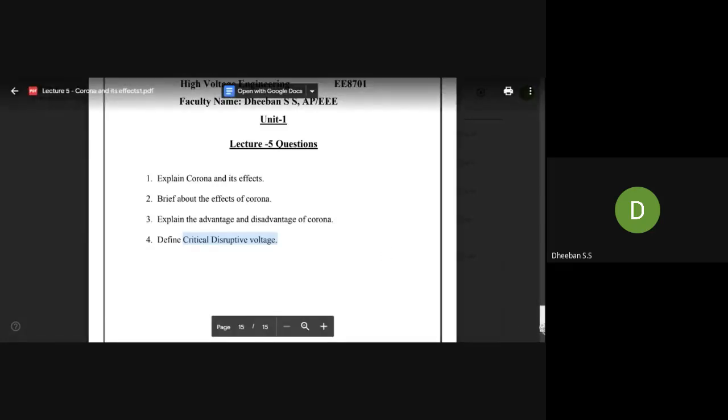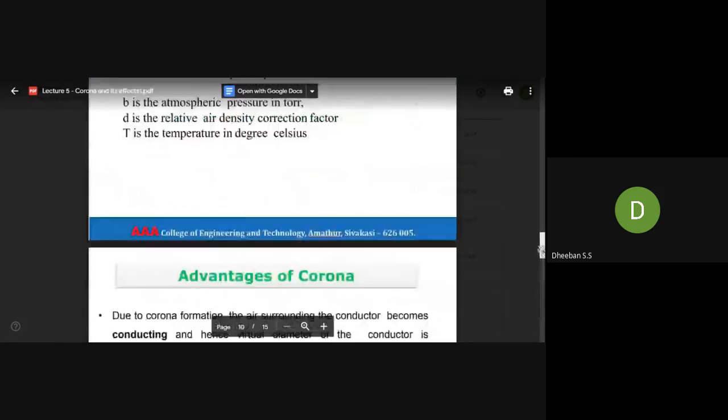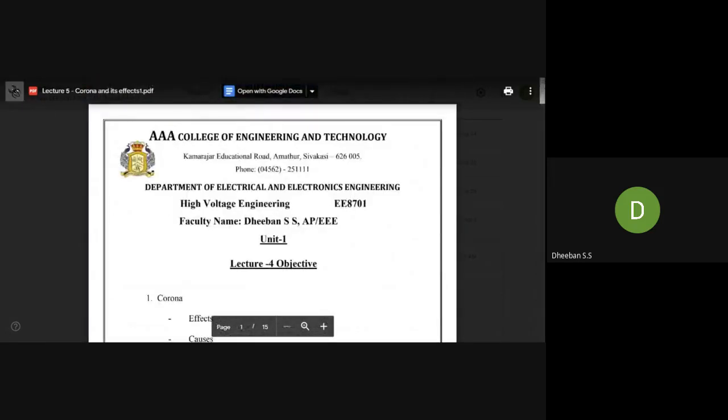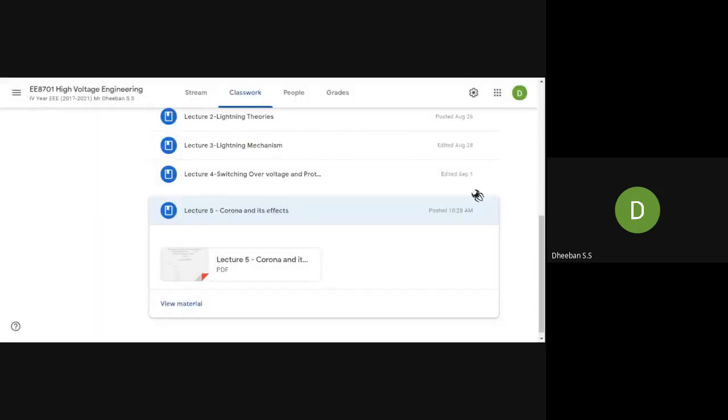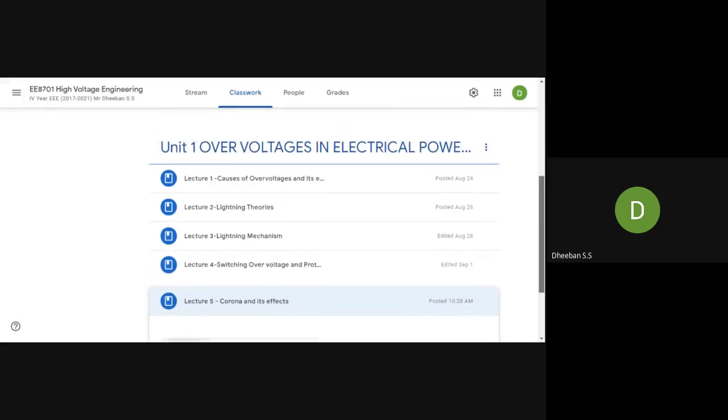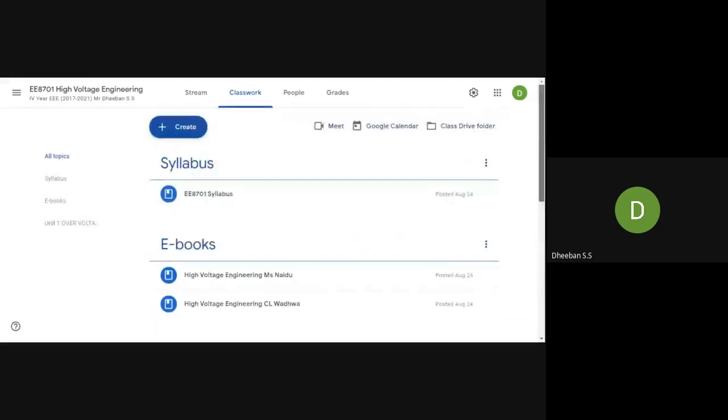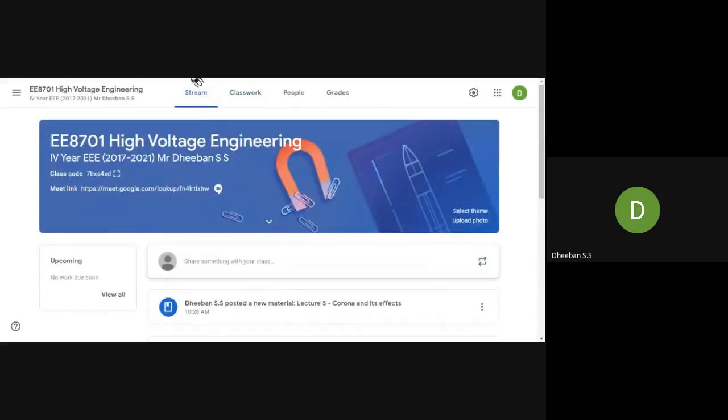So here I have just given a revision. You can just refer to your T&D book for this. So this lecture 5 is getting over. It's a small topic only.